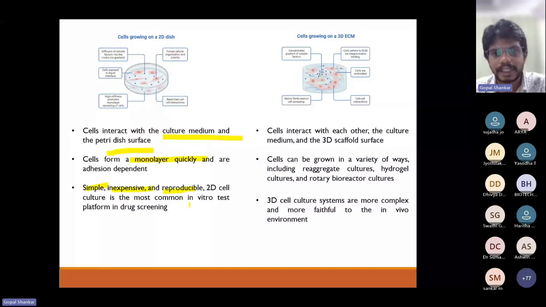In contrast, in your 3D cell culture, what will happen? The 3D cell culture will interact with the scaffold surface. They can grow in a variety of ways that include reaggregate cell culture, hydrogels, or you can use a bioreactor. And the 3D cell culture system is more complex and it can be more biomimicking of the in vivo environment. So if you want to mimic something under lab conditions, you have to go for 3D cell culture. So how do you use 3D cell culture? Basically use a scaffold. We'll talk about these scaffolds later, but you need scaffolds for this.